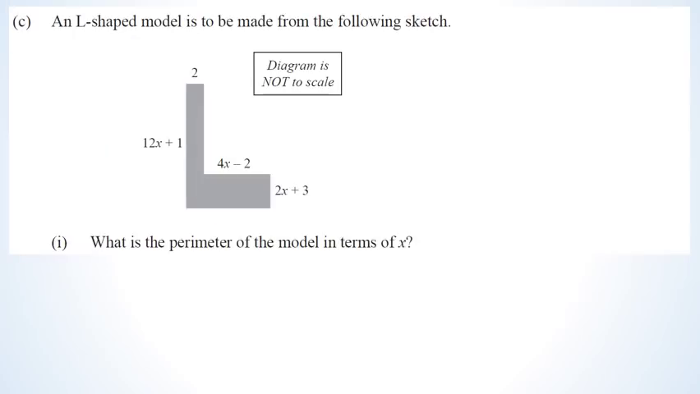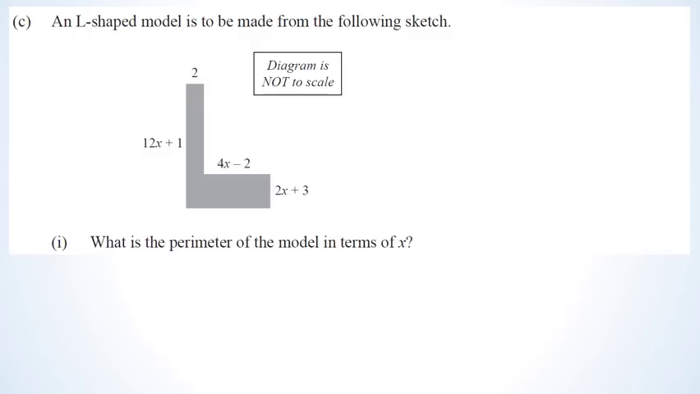Alright, so we've got an L-shaped model, and in this question we're asked to find the perimeter of the model in terms of x. Now, I'm going to try and show you guys this in two different ways, just because for the perimeter, it works really nicely with the second method that I'm going to show you. So the first method is looking at each of the sides and trying to figure out what they are.